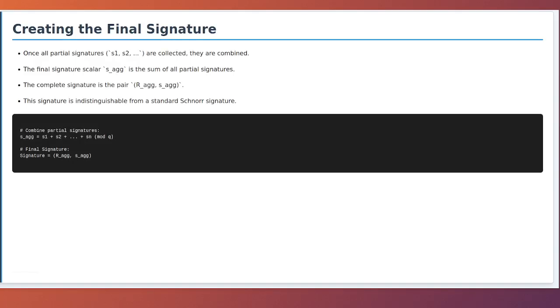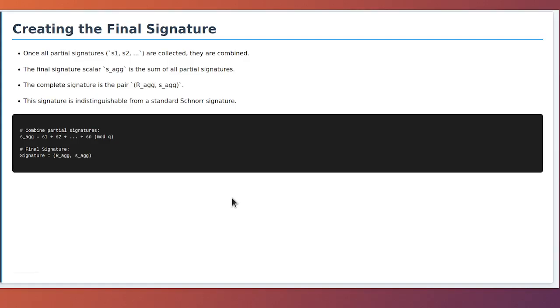Creating the final signature. The final step is the simplest of all. Once a participant or an aggregator has collected all the partial signatures, S A, S B, S C, they are combined into the final aggregate signature scalar, S AGG. This is done by simply adding all the partial signatures together, modulo Q. The resulting single scalar S AGG, paired with the aggregate commitment point R AGG from round 2, forms the complete MuSig signature. The beautiful thing about this final signature, R AGG, S AGG, is that it is a perfectly valid Schnorr signature for the aggregate public key P AGG.